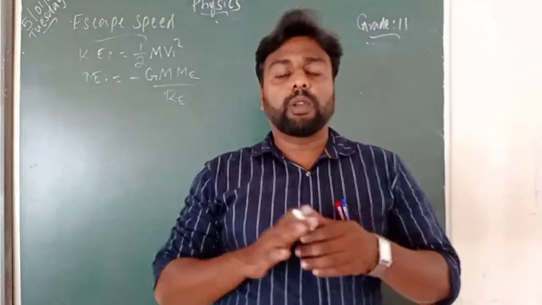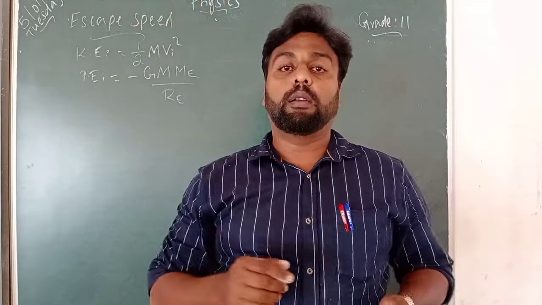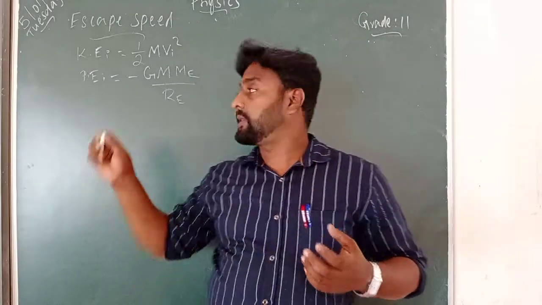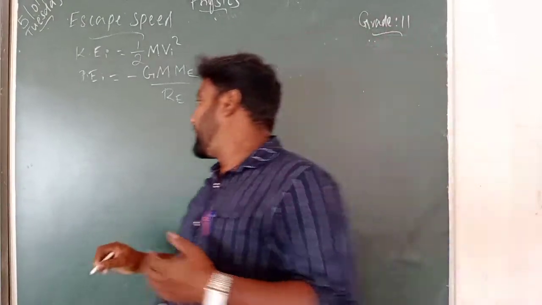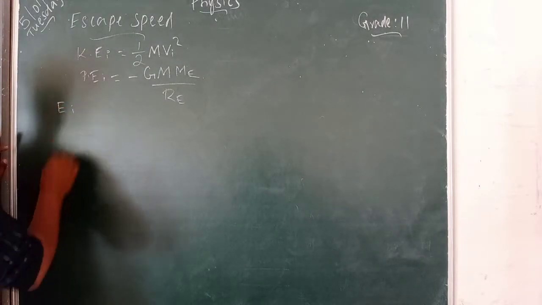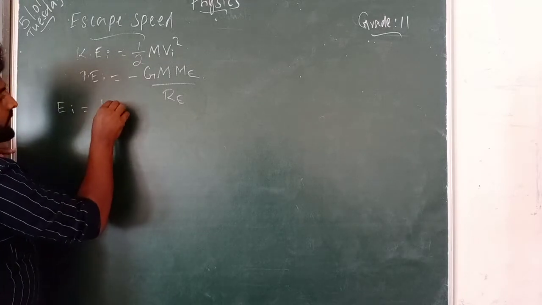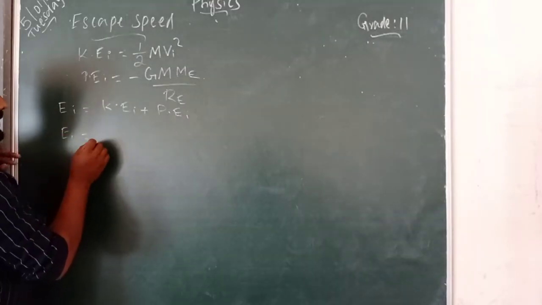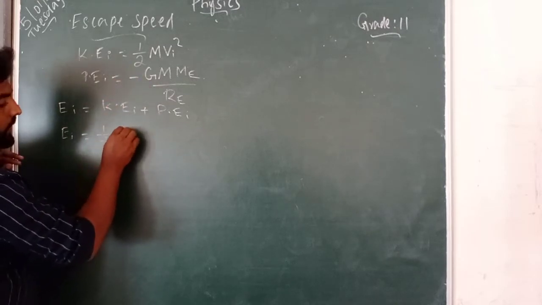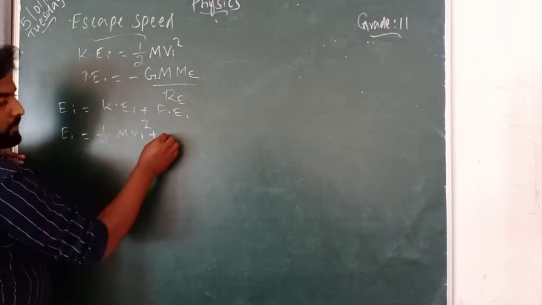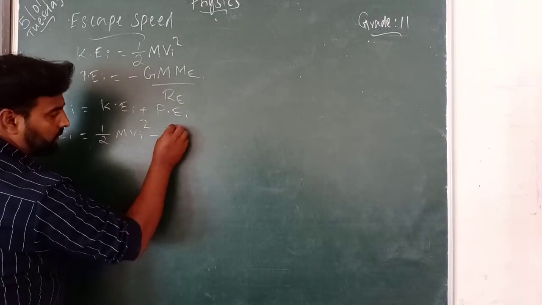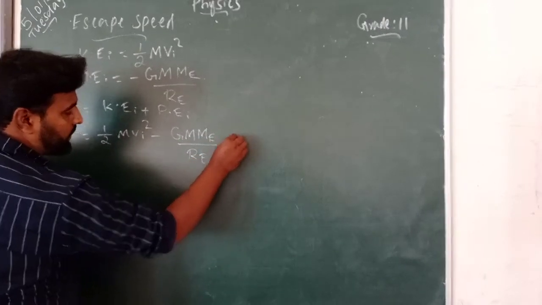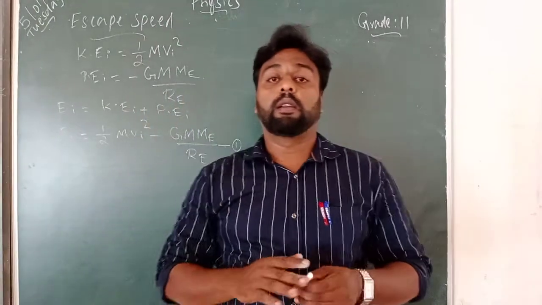Now when we are throwing this object of mass M upward, it has some total energy, and that total energy we have to find out. We find it by just adding the kinetic energy and the potential energy. So the initial total energy E_i is equal to the kinetic energy half M V i square plus the potential energy, minus G M M_E by R_E. This you can keep as equation 1. This is the total energy.